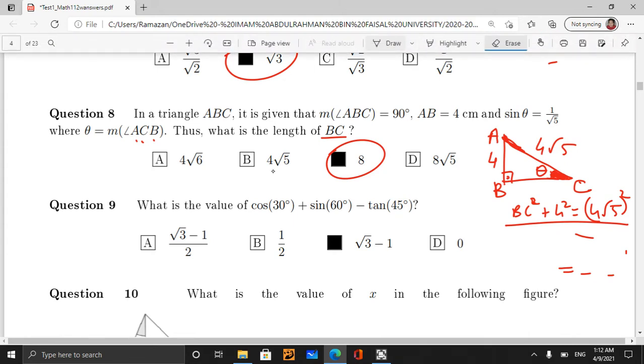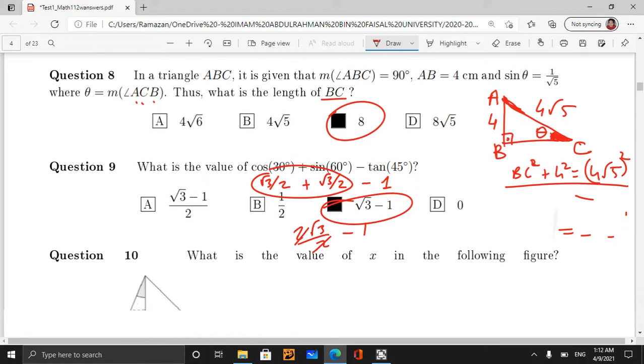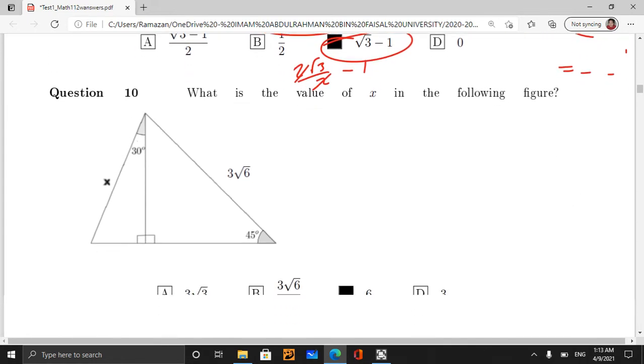When we look at this problem here, cosine 30 is square root 3 over 2, and sine 60 is square root 3 over 2, and then minus tangent 45, which is 1. So these two will make 2 square root 3 over 2, which makes square root 3, and then we have minus 1. So we will end up with square root 3 minus 1.